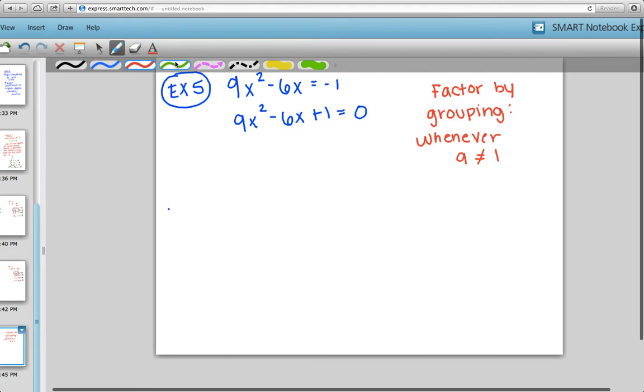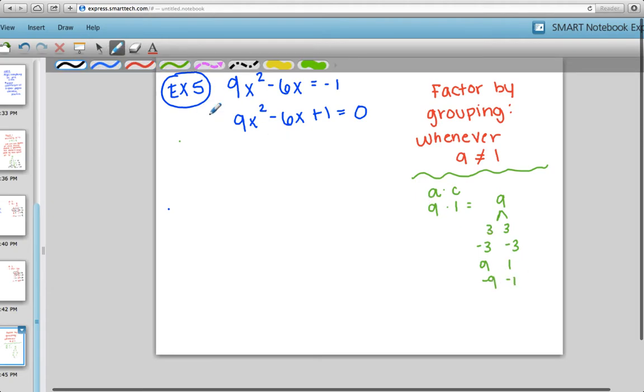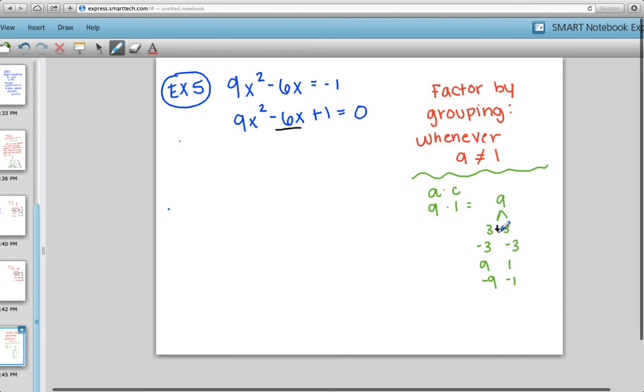Now, the process for the most part is the same, the way we start out at least. We're still going to multiply A times C. So that's 9 times 1, which equals 9. And we're still going to list out all of the factors: 3, 3, negative 3, negative 3, 9, 1, negative 9, negative 1. And we are still going to add them up to see which one gives us the middle value of negative 6. And which one is that? Negative 6, that would be my second set of negative 3.